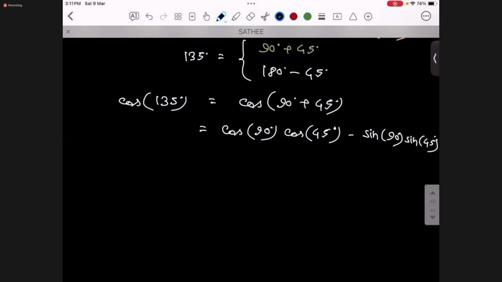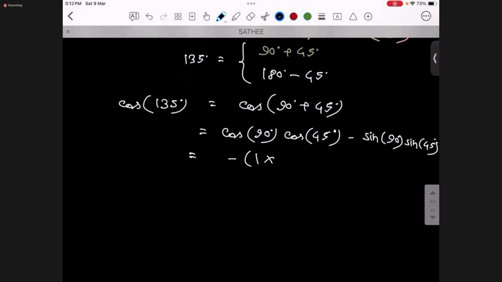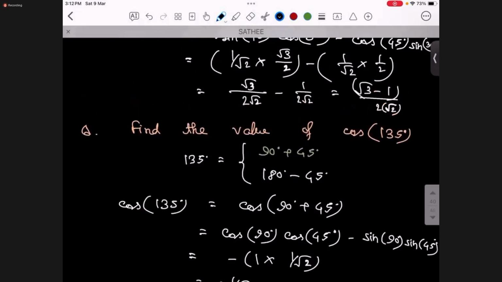Here it will be degree; maybe I have missed it in some places. So what about cos 90? Cos 90 is 0. So this will give minus 1 into sin 45 degree. And what will be sin 45 degree? That will be 1 by root 2. So this will give us minus 1 by root 2. Thus you can find all the required values.